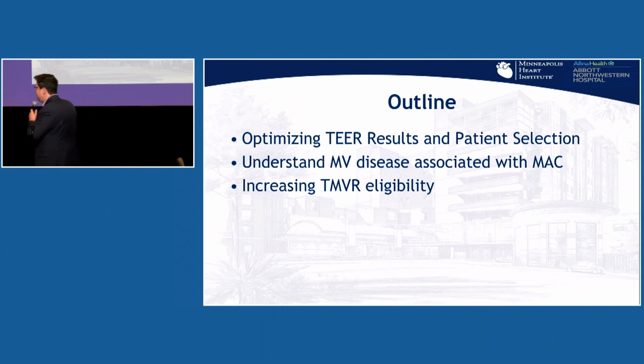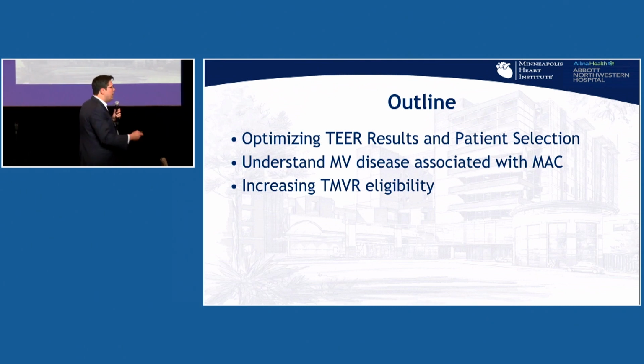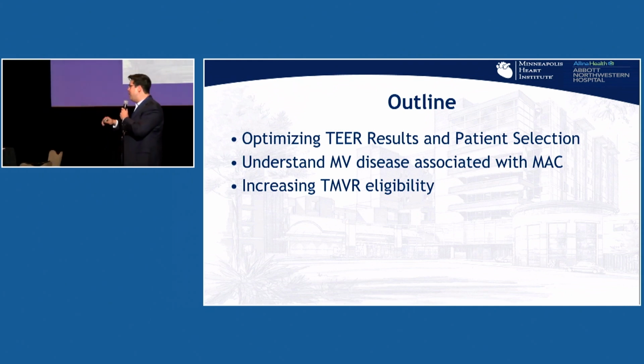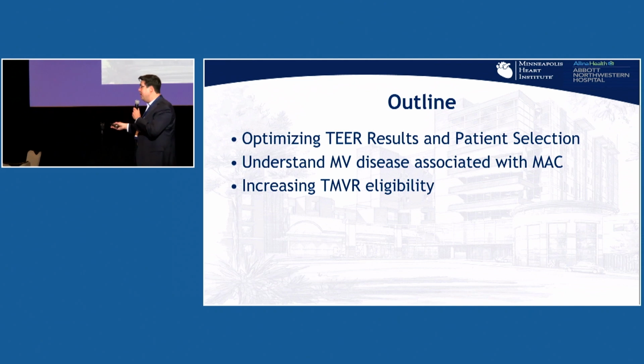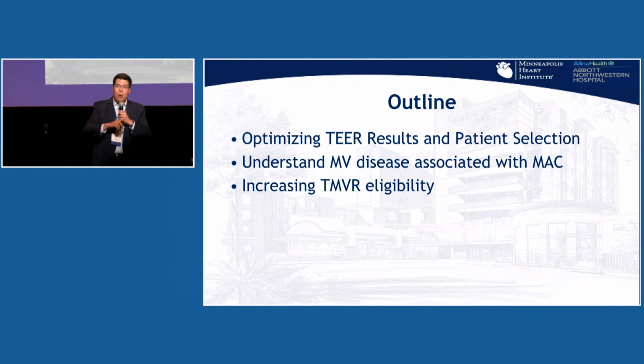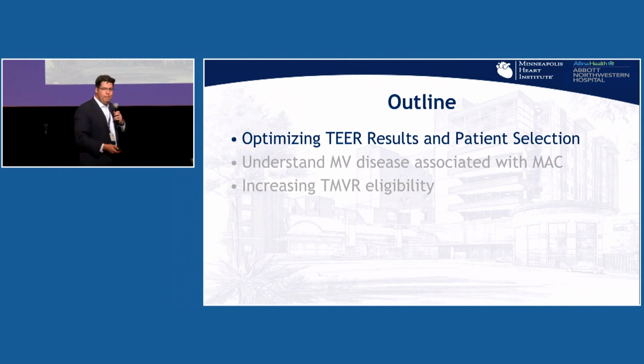So, I thought about dividing this into 3 topics. First is how we can continue to improve the TEER results, improving patient selection and procedure results, and talk a little bit about mitral valve disease associated with MAC. There were great cases in the press session that you heard about mitral calcification and the challenges of treating that patient population. And then how can we increase TMVR eligibility?